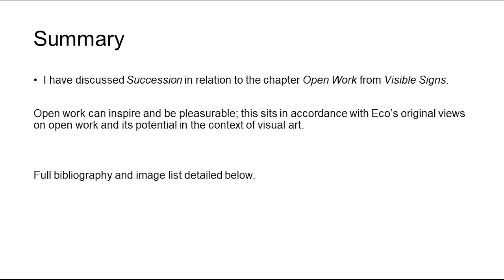Overall, I have discussed Succession in the light of David Crow's text, highlighting that it is an example of open work. I conclude my discussion in support of the argument held by Eco that openness in art can challenge, inspire, and create pleasure. Finally, I have referenced graphical scores and D. Reynolds' essays on the role of imagination in open work to create examples and support my argument.